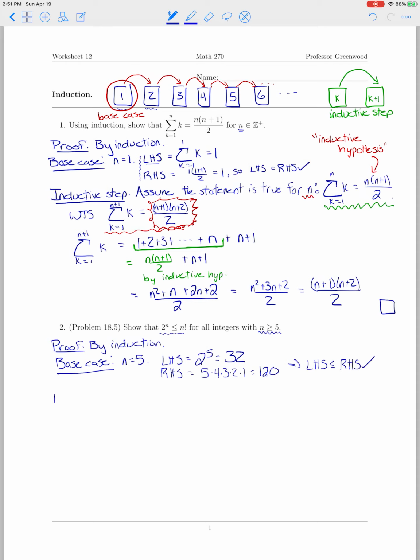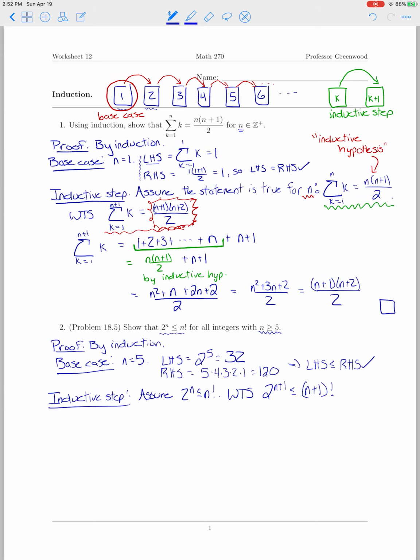All right, and so now we can do the inductive step. This time I'm not going to write quite as many words, but I can assume that the statement is true for n. And so that's that 2 to the n is less than or equal to n factorial. And then I want to show that 2 to the n plus 1 is less than or equal to n plus 1 factorial.